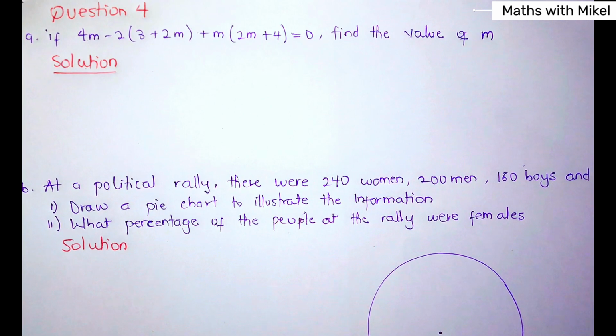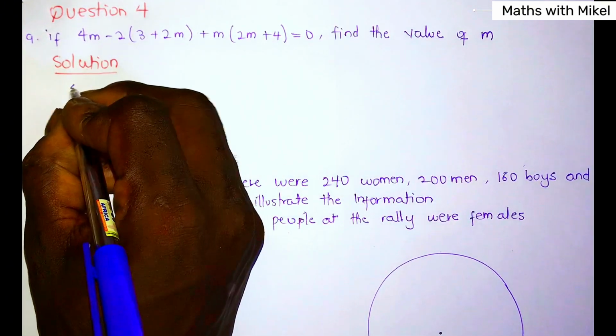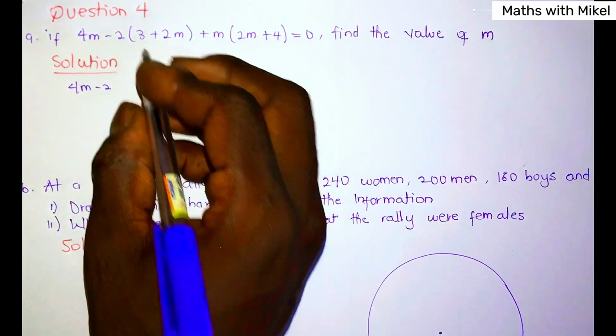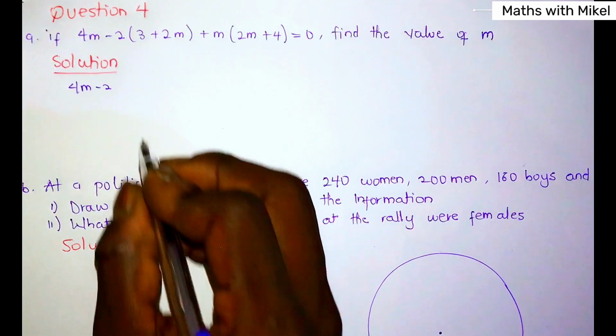Okay, question 4. We are asked to find the value of m from the equation. So to find the value of m, first of all, we have to expand. So I get 4m minus 2. So 2 times 3, let me do the expansion.